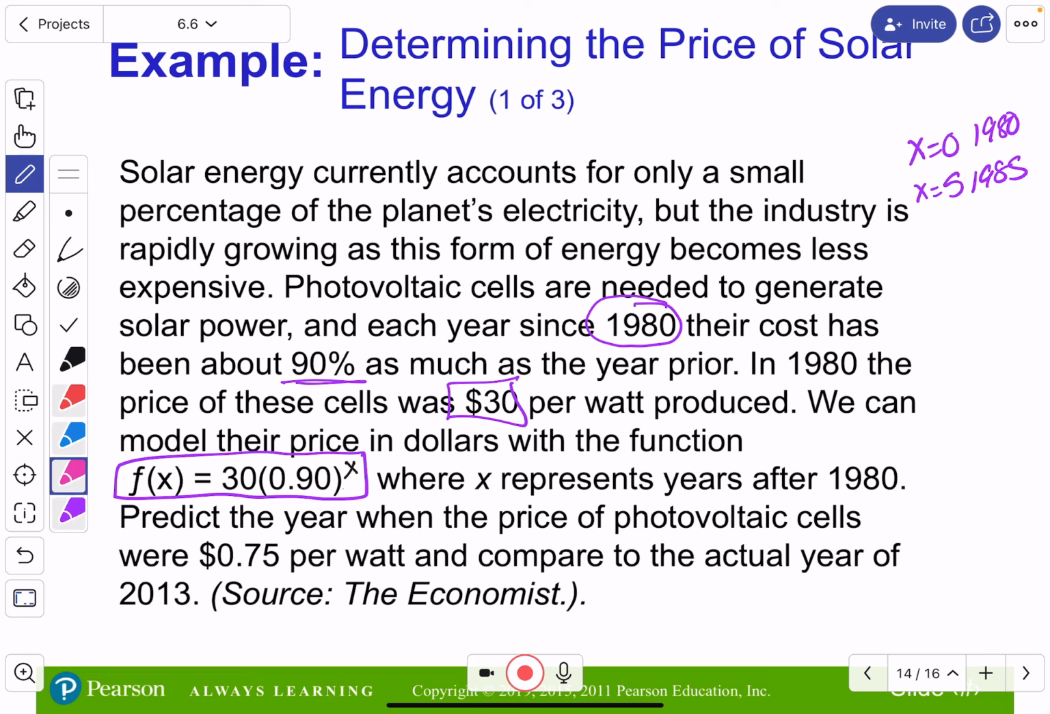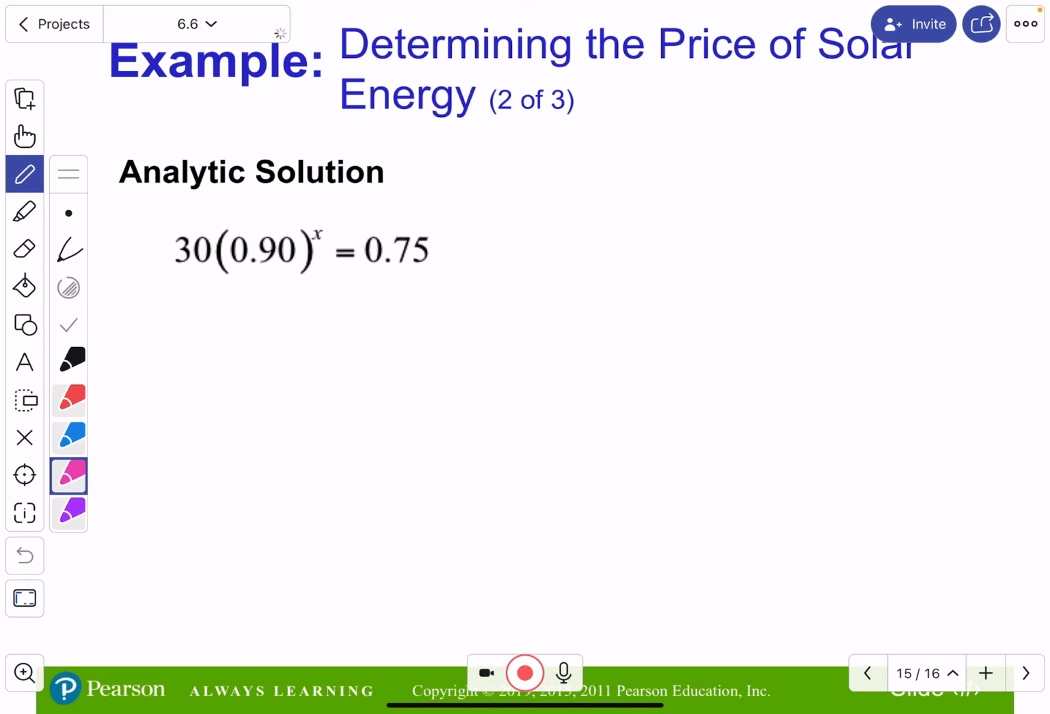They want us to predict when the price will be 75 cents per watt. We can model the price in dollars, so we're going to plug in 0.75 for f of x. So 30 times 0.90 to the x equals 0.75. So divide by 30. 0.90 to the x equals, where did I do this? Lost my place. Oh, right here.